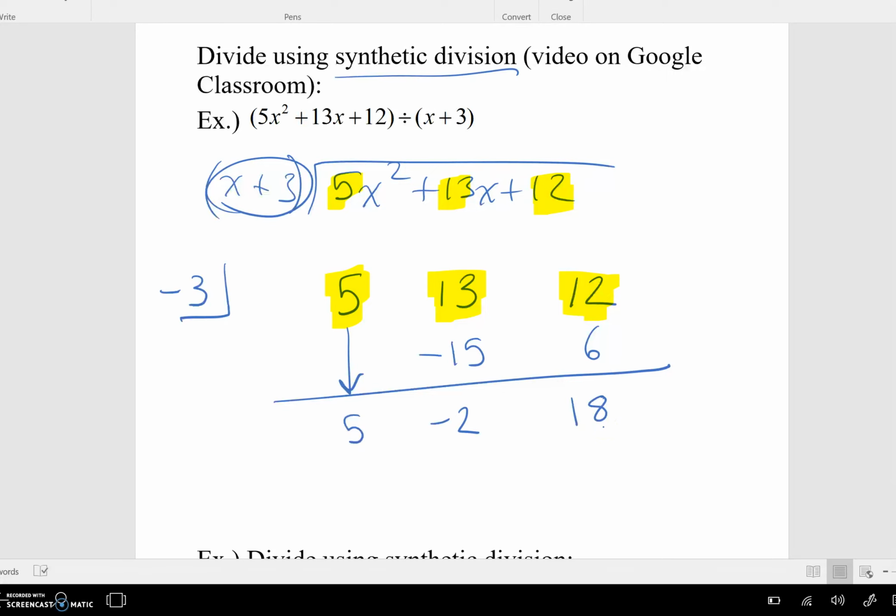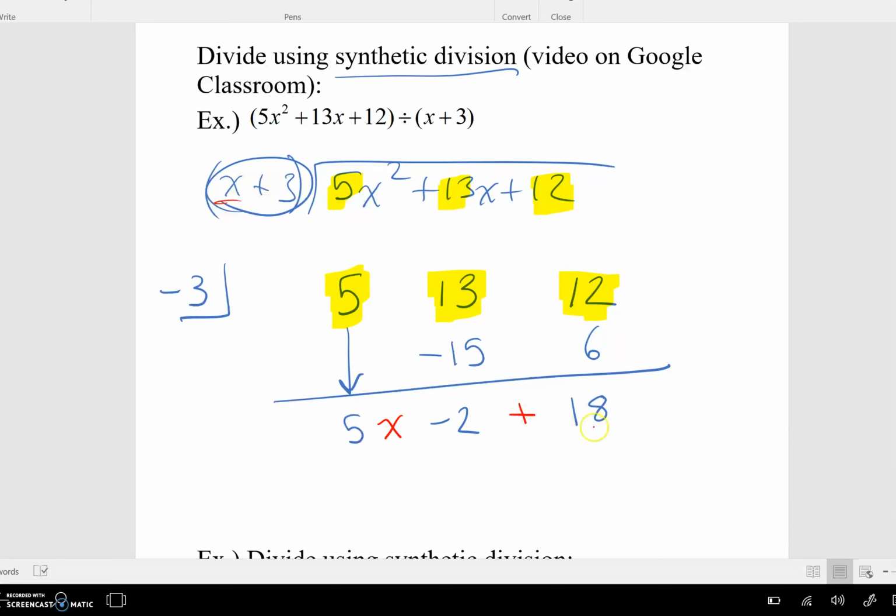So when you're writing your answer, now I'm going to bring back the variables. However, this is no longer x squared because I'm technically dividing by an x. So this is just an x. And this is just a constant. But what about this? This must be a remainder. So, to write that as a remainder, it's a positive.